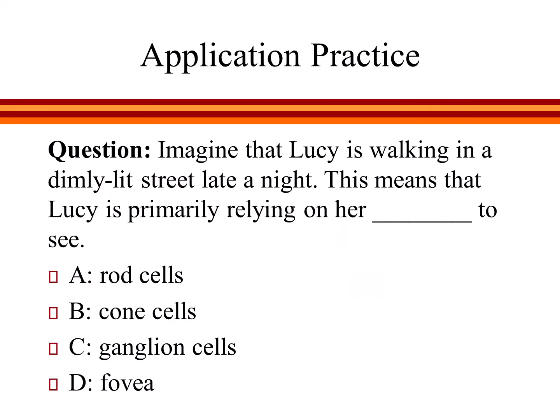Imagine that Lucy is walking in a dimly lit street late at night. This means that Lucy is primarily relying on what to see?